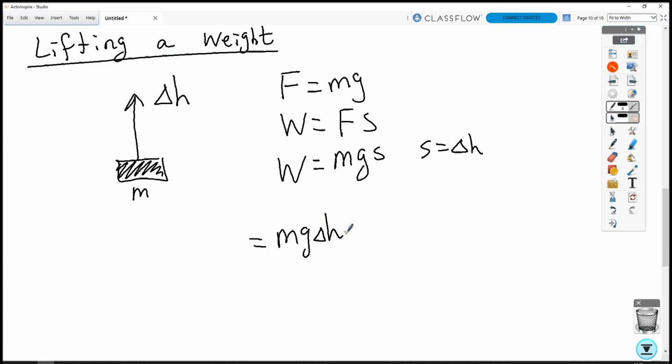What is mg delta h? You've seen this before. Gravitational potential. Good. So it's the change in gravitational potential energy. So this is delta EP.